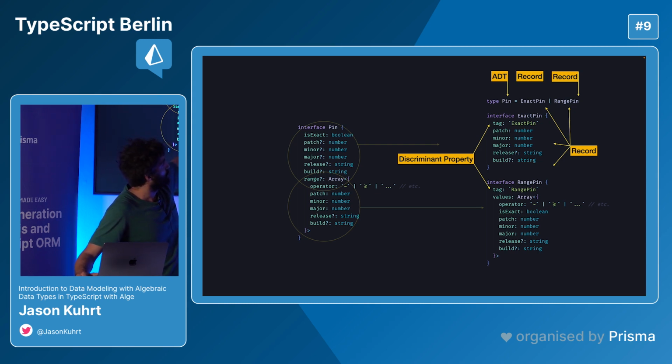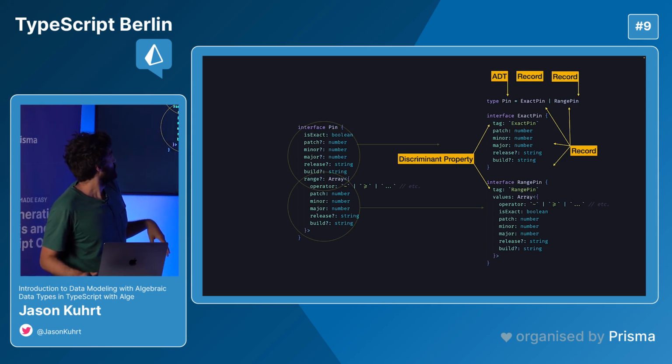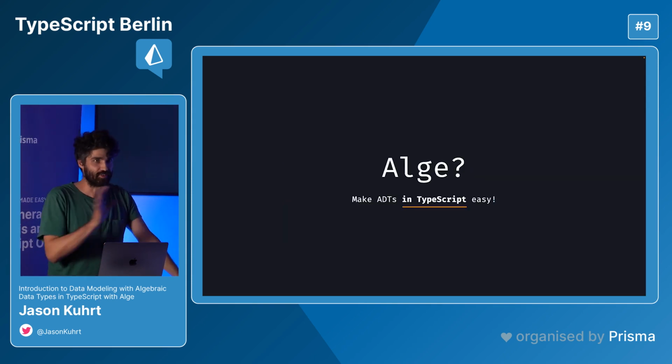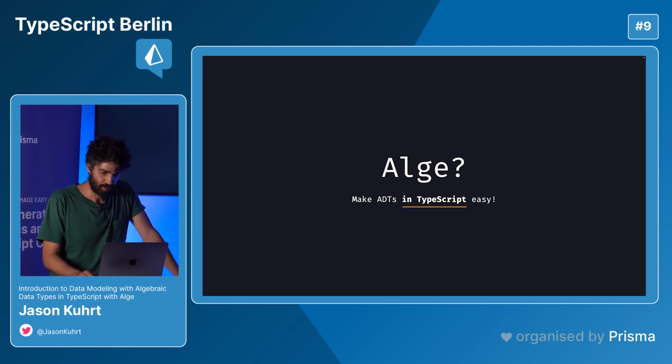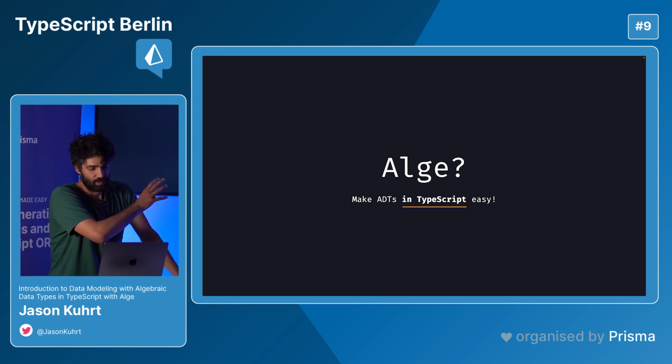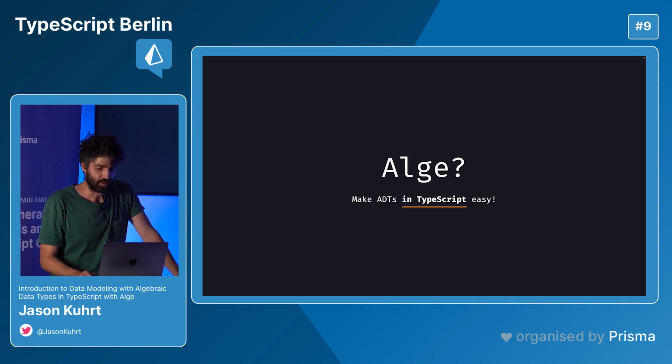That way, when you are in your code and you're dealing with a pin, you can say, well, if the pin tag equals exact pin, you narrow down to that branch. In another part of your code, you say, if the pin value has a tag of range pin, you narrow down to that. So you can branch, and you don't have this ambiguity of the big soup. OK, that's all I'm going to say about algebraic data types. Hopefully, that made some kind of motivation or sense. Alge is an attempt to take some of that concept and make it easy to apply in TypeScript.